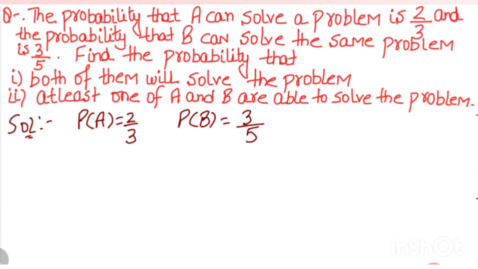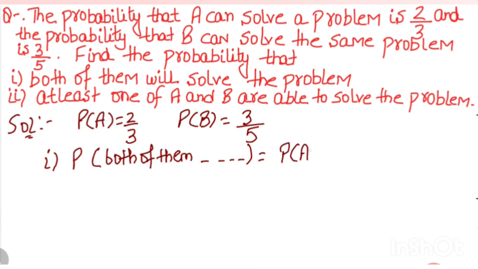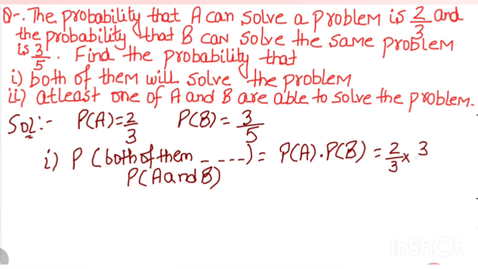Okay. Now, first one is probability both of them will solve the problem. Okay. Both of them solve the problem. It is equal to probability of A multiply probability of B. That means simply you are asked probability of A and B. Okay, since they are independent events, it will be equal to product of their respective probabilities. So 2 by 3 multiply 3 by 5. The answer is 2 by 5.